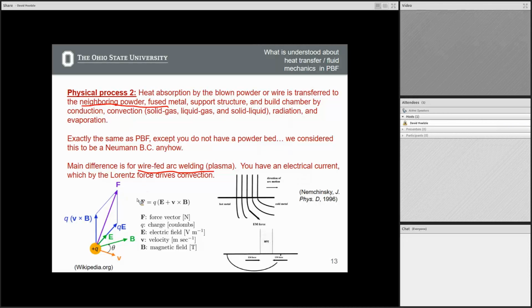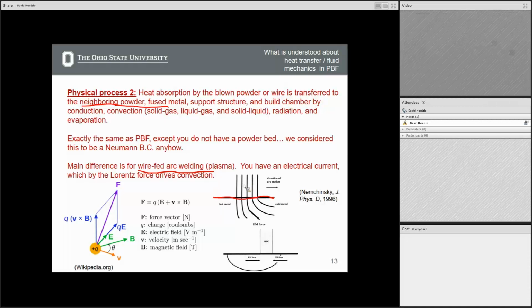This is something you probably saw if you go back to your freshman or sophomore year physics classes or some sort of electrical machines course. You understand that the charges in a medium can be forced by both an electric field or a magnetic field. So in this case, you have both that are happening here with these types of processes. You have a current that flows into the part. So here's your part.